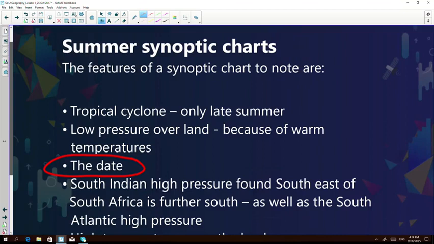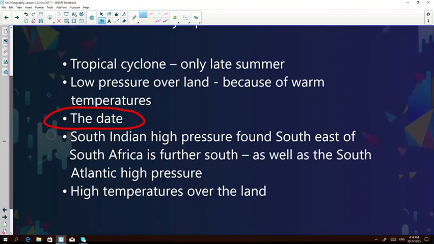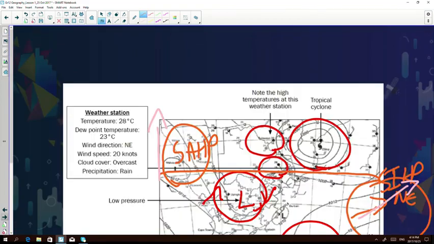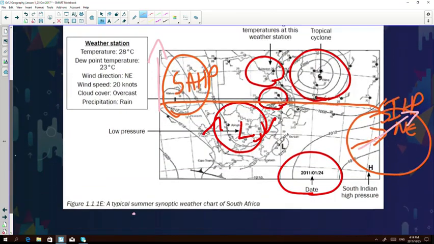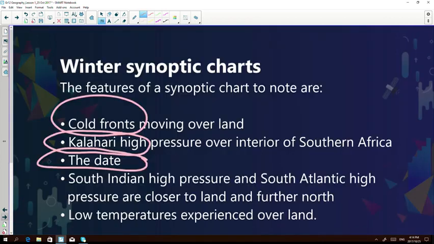Most importantly, the biggest clue is your date. And obviously look at the temperatures of your weather station models and look at your atmospheric patterns, for instance, low pressure systems and high pressure systems that develop during summer and winter. Winter, same scenario. In South Africa, we usually experience cold fronts. The Kalahari high pressure system is over the interior of southern Africa.